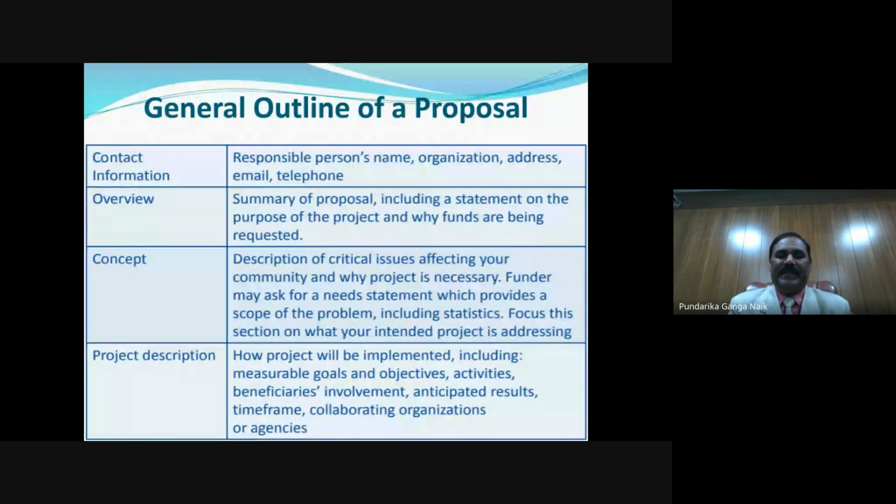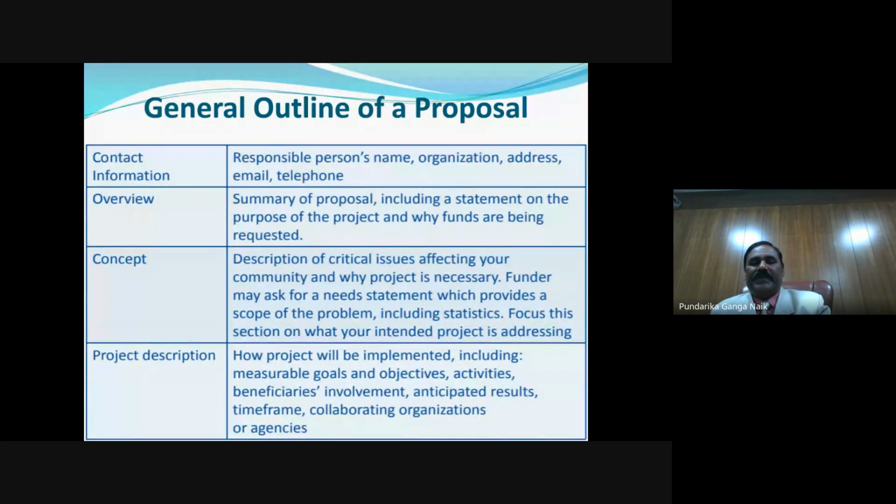You need to justify strongly, and you have to present why funds are required for your research. Then the concept: a description of the critical issues affecting your community or why the project is necessary. So this is very important. Why this project is necessary. This should become the rationale of your research project.